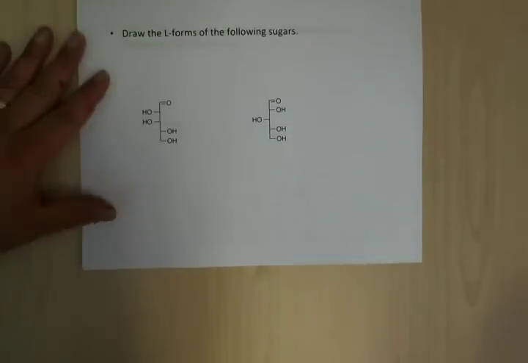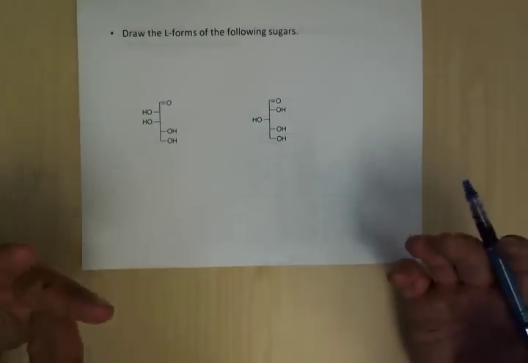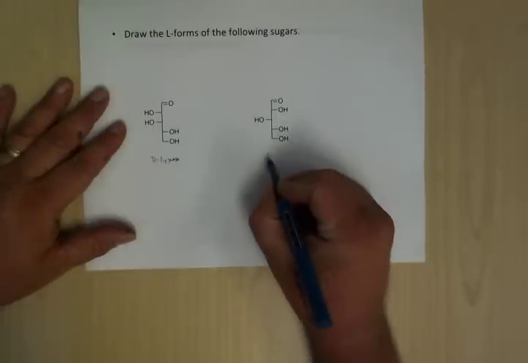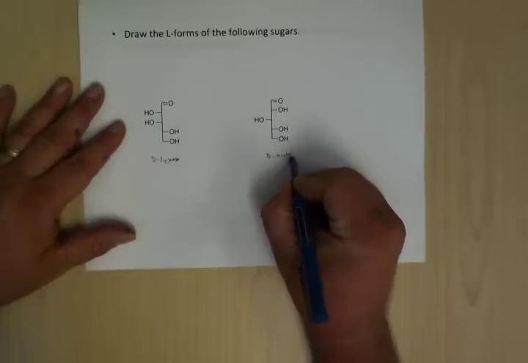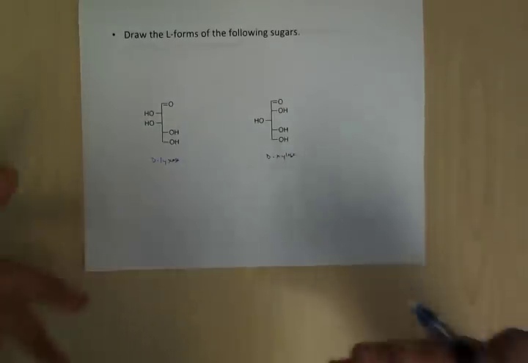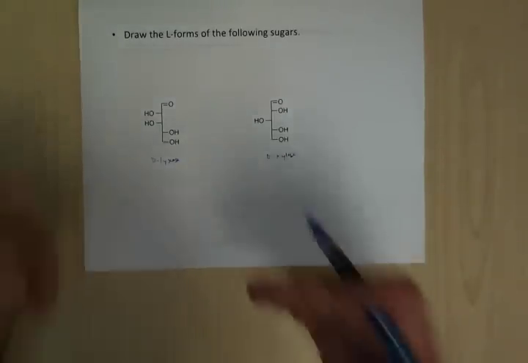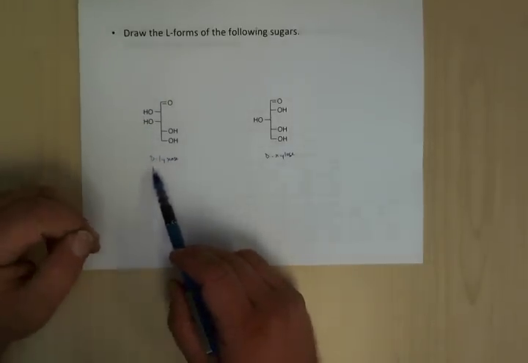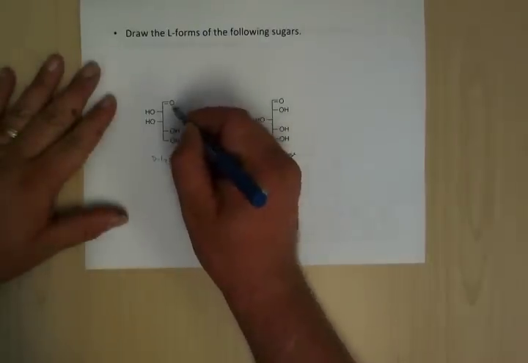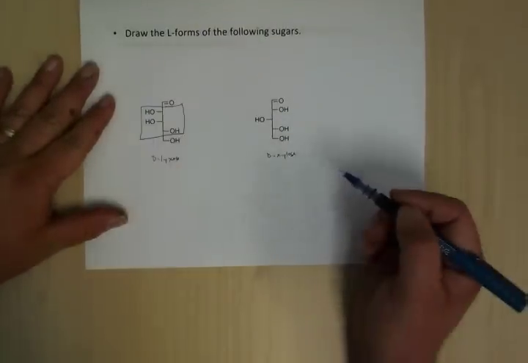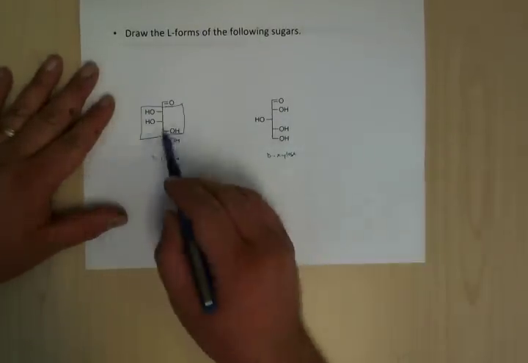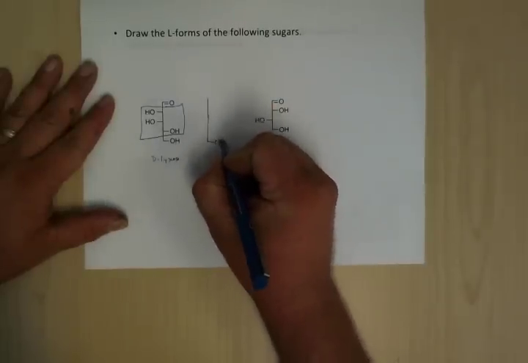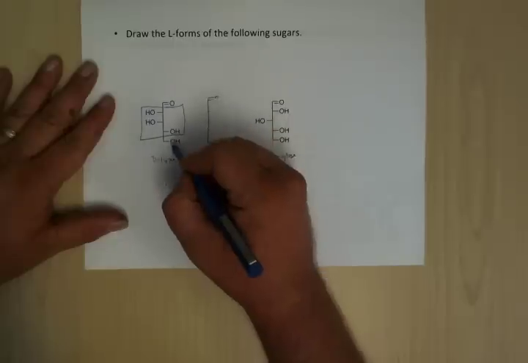Okay, so for the L form, you're going to make the L form of the sugar. So this is D-lyxose, and this is D-xylose. I want to form the L form of the sugar. So what I'm really asking for is to draw L-lyxose, and to do that, you're really just interested in those OHs there, the middle ones. Those are the chiral ones, and the outer ones don't matter.